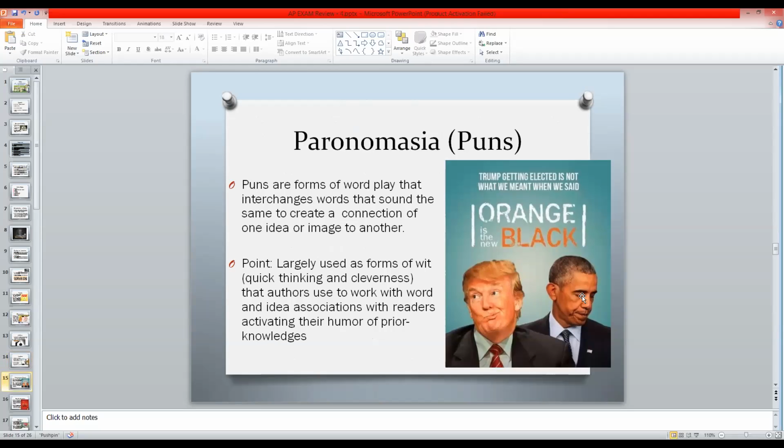Paronomasia, puns, are just wordplay, basically. It takes a lot of our prior knowledge and flips it on its head, where we take concepts and titles and whatever, and basically make fun of things that we know as a form of wit. It's cleverness. It's taking things that sound the same or things that we understand to be one way and then flipping it around.